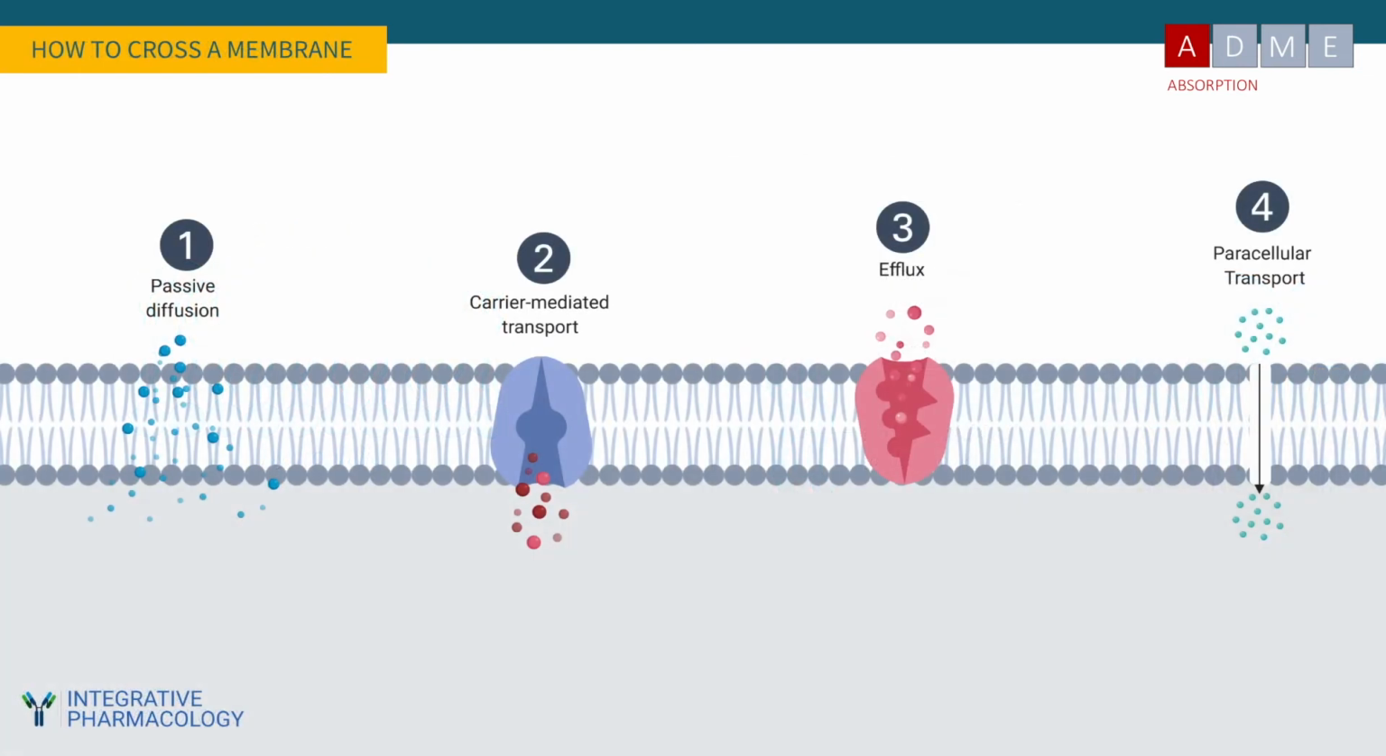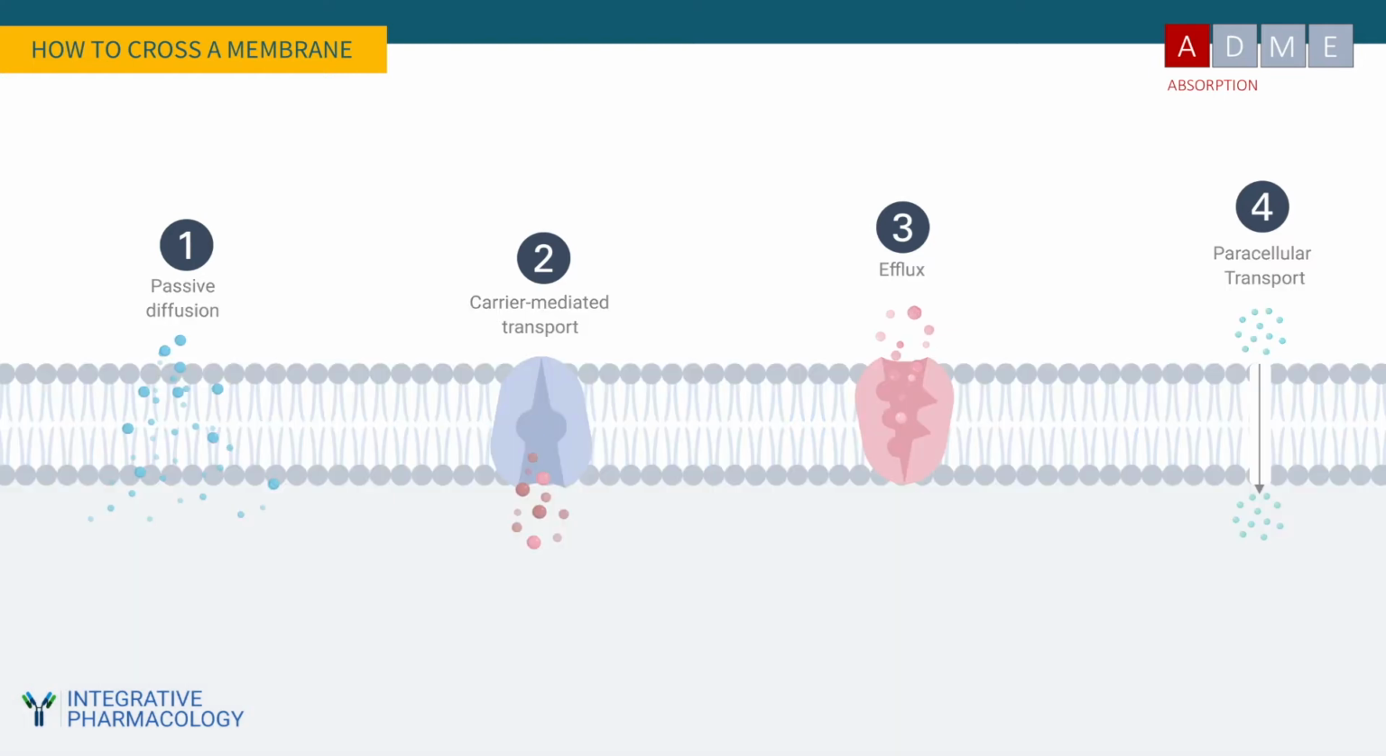In the Medicine's Journey lecture, I talked about four ways to cross a membrane. There's passive diffusion, which doesn't require any kind of carrier. There's carrier-mediated transport, which requires a protein that carries a compound across a membrane. There's efflux, which takes the compound and spits it back out of the cell. And then there's paracellular transport, which slips between cells.